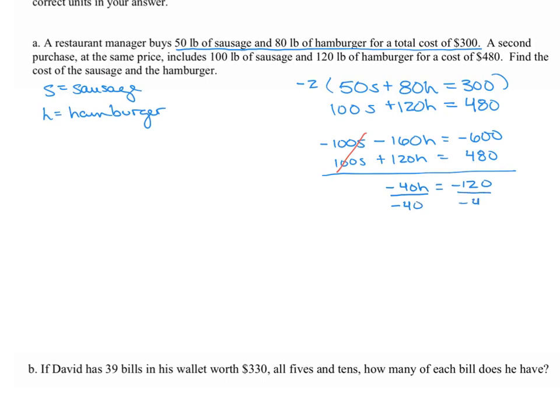and we get H is equal to $3. Remember, what are we looking at? We're looking for the cost. This is $3 per pound for hamburger.